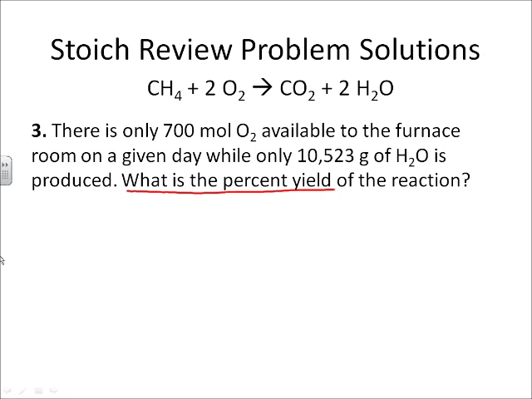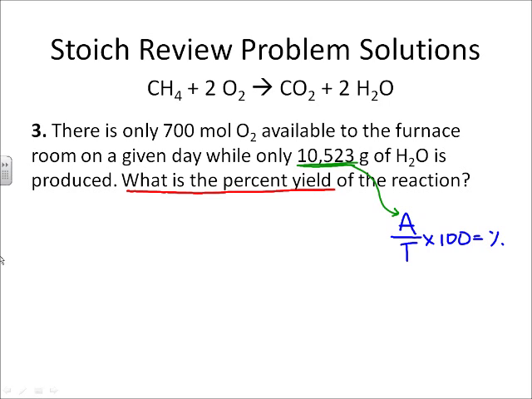So remember that the equation for percent yield is actual over theoretical times 100 is equal to your percent yield. So what we need to find, the problem will give us this value that we have right here of H2O. That is actually the actual. So what we need to do is calculate the theoretical. We should find out how much H2O we should have produced if we had 700 moles of oxygen.